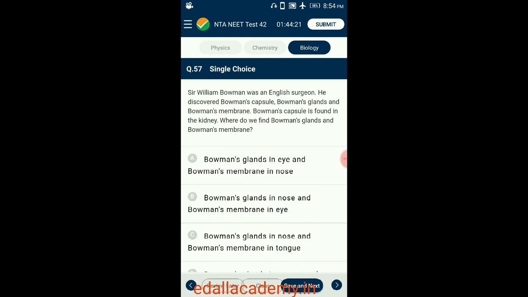The cornea of the eye is made up of 5 layers: the outer epithelium, anterior elastic lamina, substantia propria, posterior elastic lamina and inner epithelium. Outer part of the anterior elastic lamina, which is made up of collagen fibers, is called Bowman's membrane. So the answer for this question is option B. Bowman's gland in nose and the Bowman's membrane found in eye. So the correct option is B.